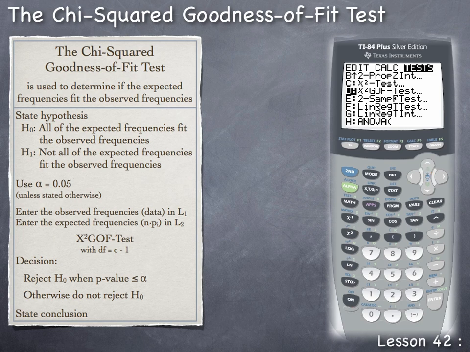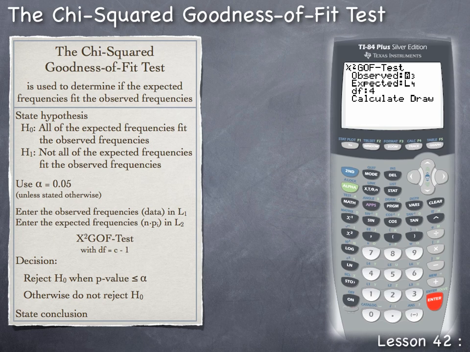Press Enter. Next to observed, we enter the list where we entered the observed values, in this case list 1. Next to expected, we enter the list where we entered the expected values, which was list 2.